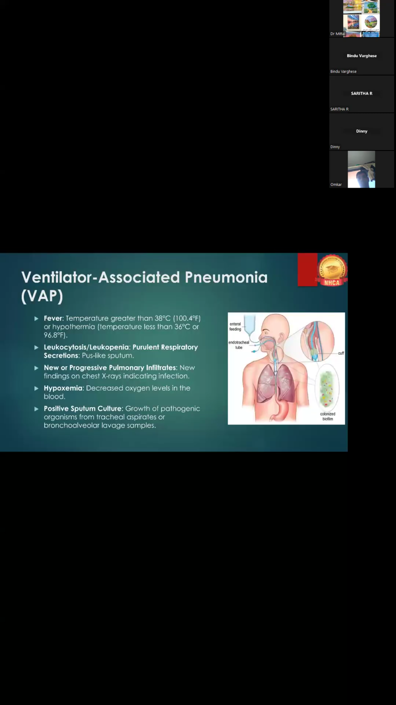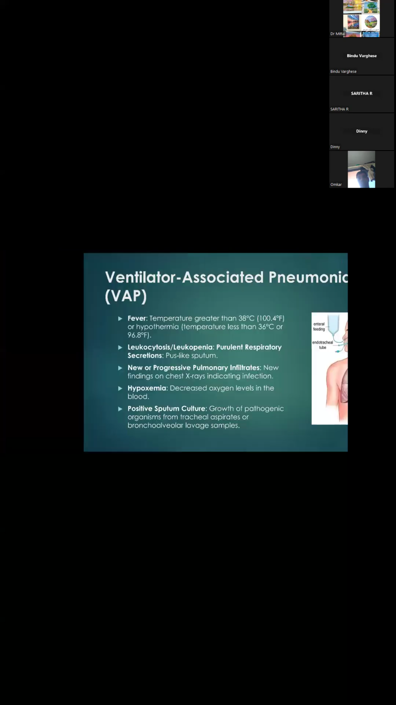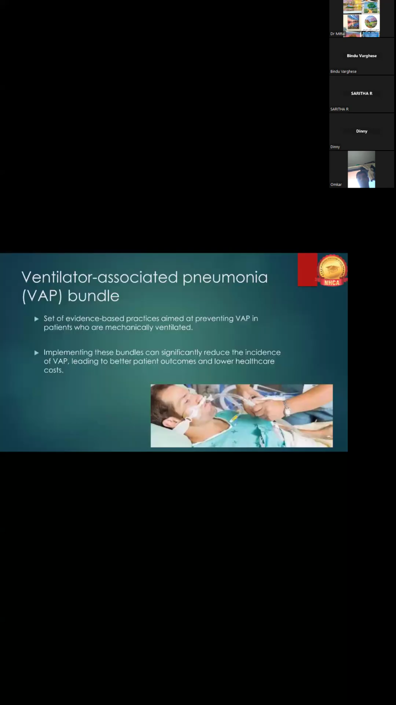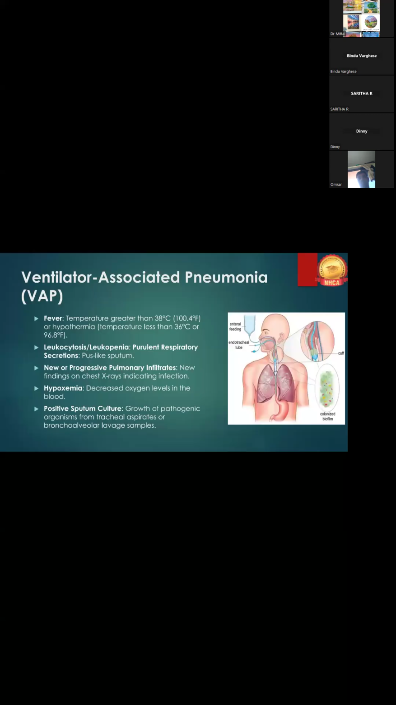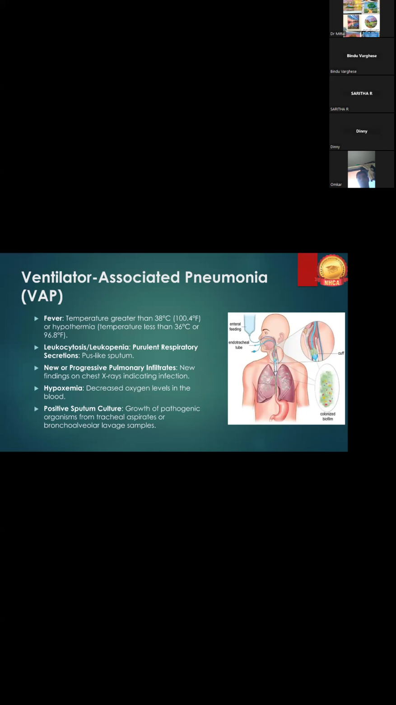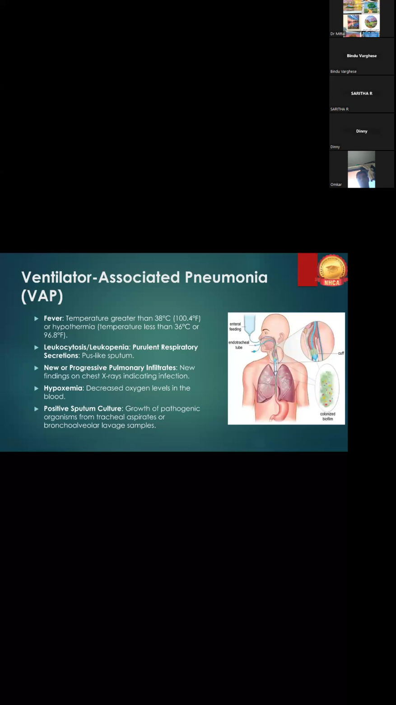Now, how do you find out whether the person has VAP? One is your cultures have to be positive, fever, then new progressive pulmonary infiltrates, decreased oxygen levels in blood, hypoxemia, and the sputum culture has to be positive. This is confirmatory for VAP. Everybody knows fever is 100%. Leukocytosis or leukopenia, increased count or extremely decreased count. Then new infiltrates in the chest X-ray, hypoxemia, and positive sputum culture.